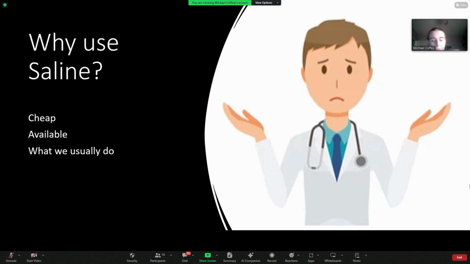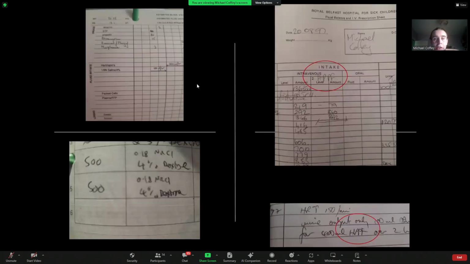In terms of other things that we used to do, I'd show some examples. This is a patient's notes from 1997, so more historical notes. This is actually my own personal notes. And you see on the right here, I've been resuscitated with a fluid called HPPF. That's actually a colloid, human plasma protein factor.